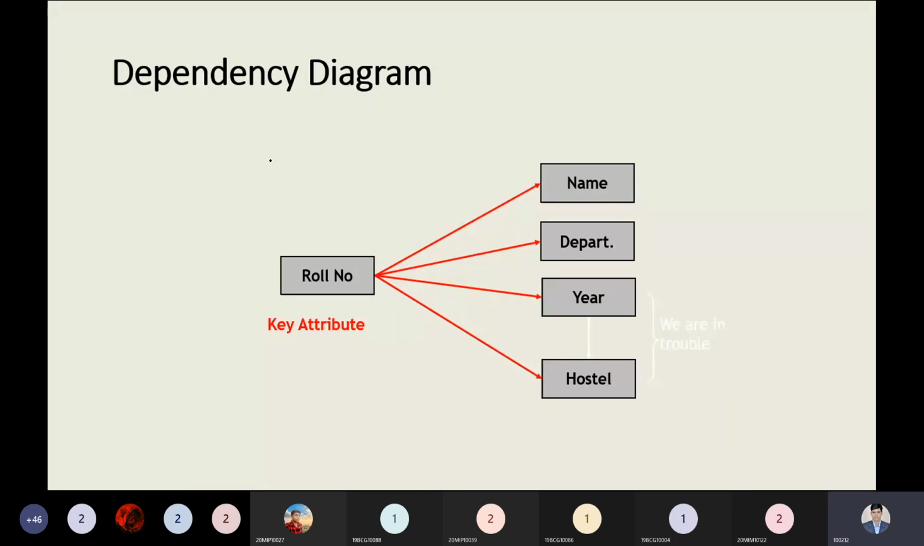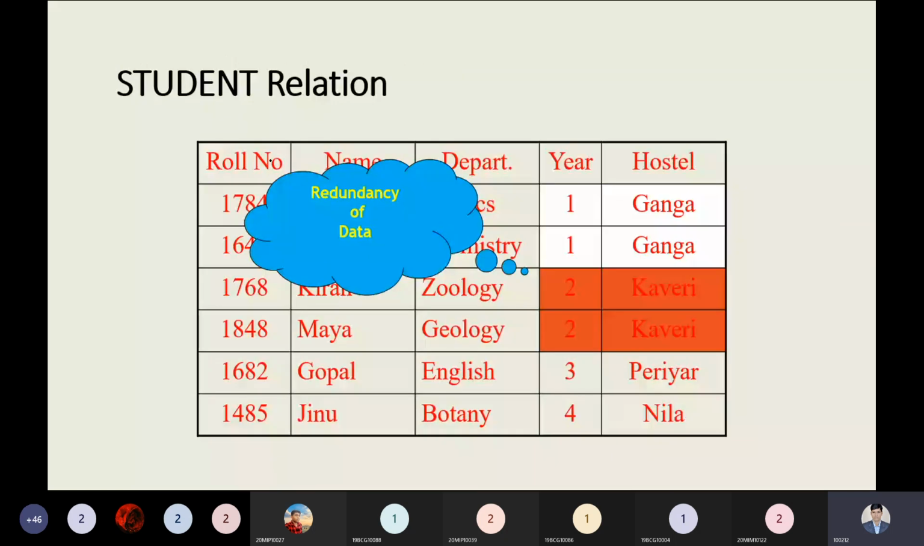Okay, so dependency diagram. Let me explain this thing. Dependency diagram. Key attributes: name, department, year, and hostel. So all these depend on our roll number. So we have the key attribute. But we are observing over here, if I'm talking about the year and hostel, then we have redundancy of data.